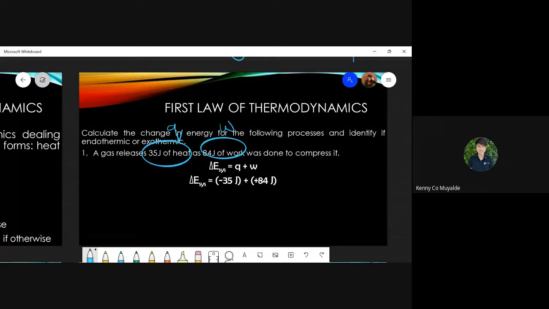Next, sino ang system, sino ang surrounding? So dito sa number one, a gas releases 35 joules of heat. So ibig sabihin, nakafocus tayo doon sa gas. So that means this is the system.